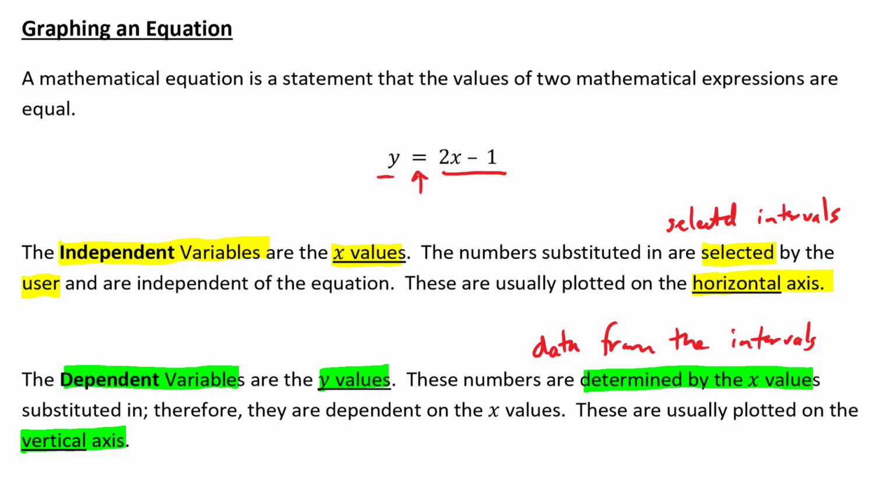Let's plot this equation here. Y equals 2x minus 1. Here we have our x value. This is our independent variable. And here we have our y value. We'll call this the dependent variable. Let's draw an axis on here.